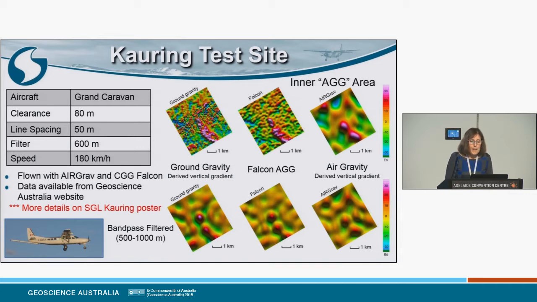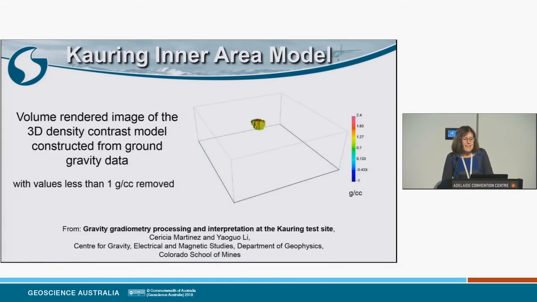And the resulting data at a 600-meter filter length, we think is a really excellent result for this teeny tiny little survey block, which would generally be considered the kind of thing an AGG system would fly. But we flew it anyway since we were there.